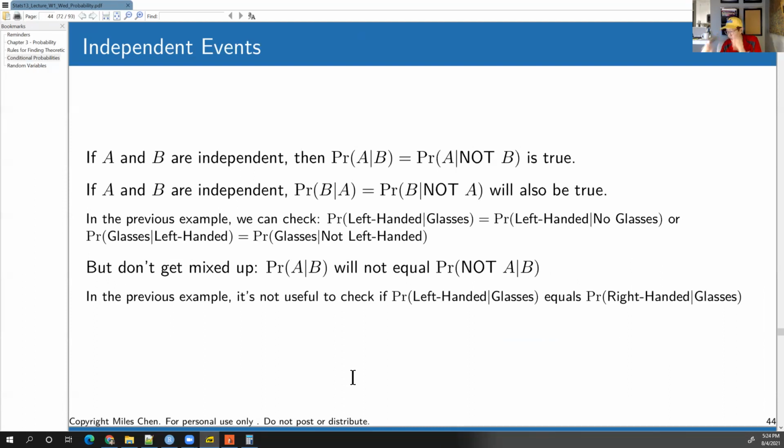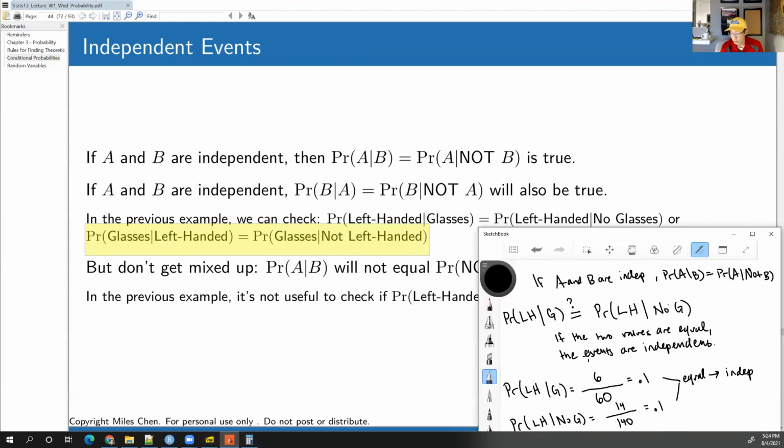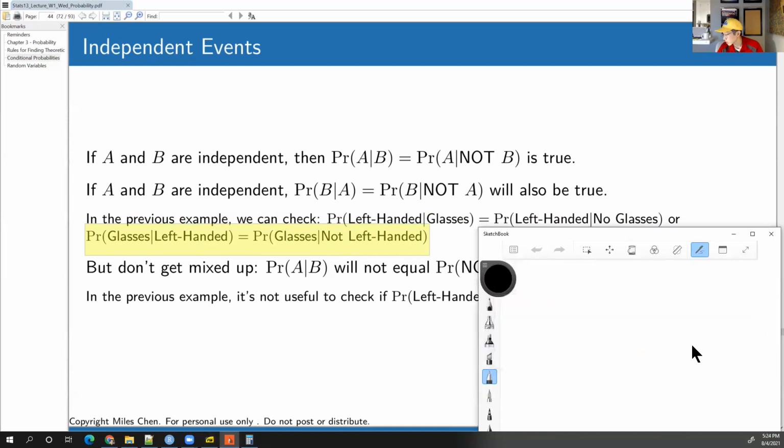There's a few things we could have checked. We checked left-handed given glasses versus left-handed given no glasses. We could also have checked glasses given left-handed: is that equal to the probability of glasses given not left-handed? So I could have also checked that. What's the probability of somebody wearing glasses given that they're left-handed, versus the probability of glasses given not left-handed?